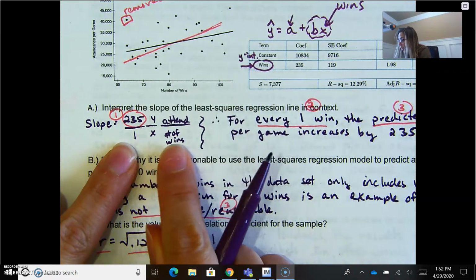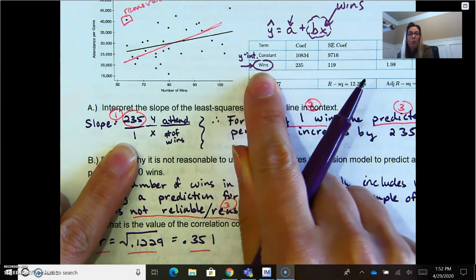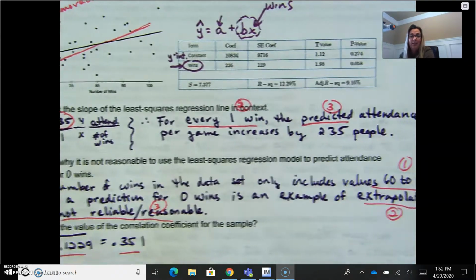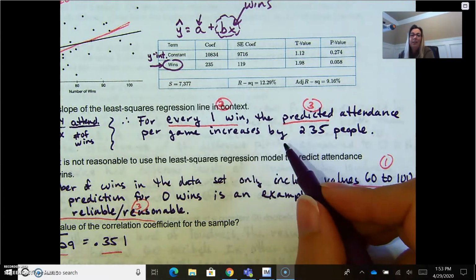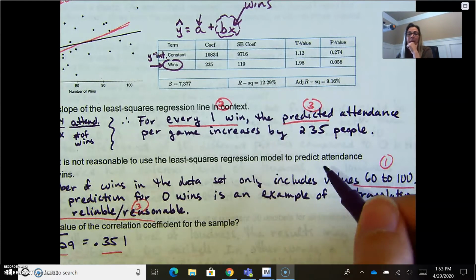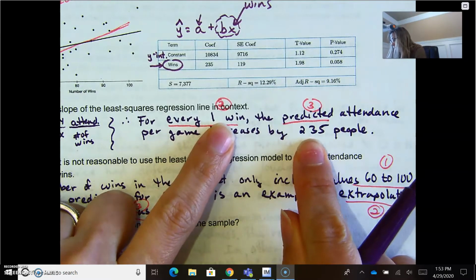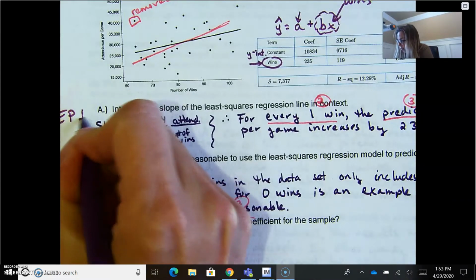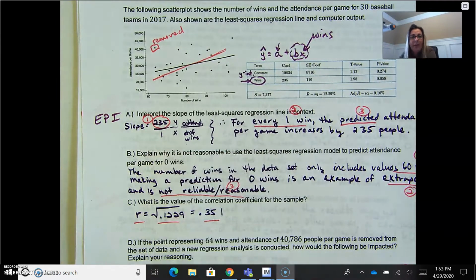So for every 1 win, right, it's not 235 wins. That's why this chart's confusing. It's for every 1 win, attendance increases by 235. So here's my sentence. For every 1 win, the predicted, y-hat, attendance per game increased by 235 people. So you had to have the 1 to 235 in the right context of wins to people, right? So to get an E, you had to do all 3 of those things. If you didn't do one of those things, then you're at a P. And if you didn't do all 3, ruh-roh, then you get an I.